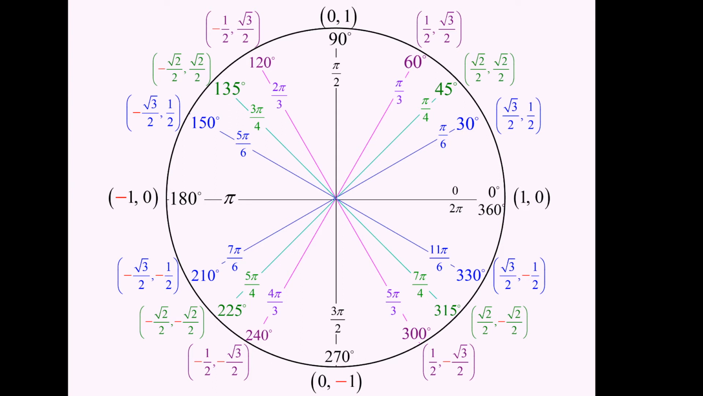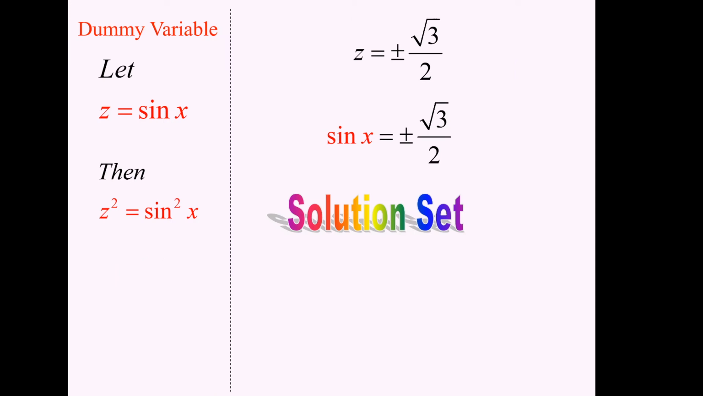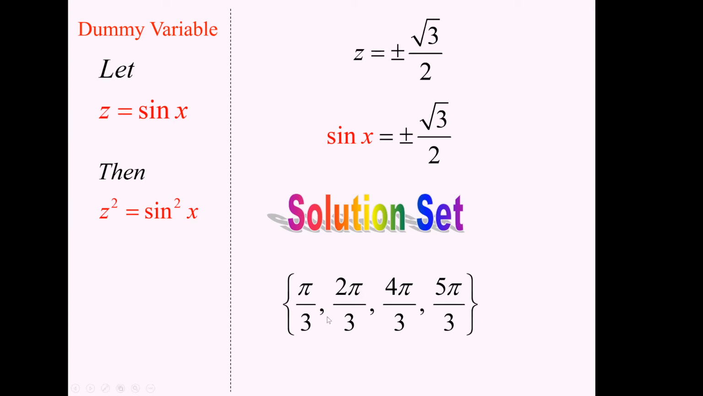For sine, we're looking at the y value. So it looks like it's going to be in quadrants 1, 2, 3, and 4. In quadrants 1 and 2, we have the angles 60 and 120 degrees, which are pi over 3 and 2 pi over 3. Then looking down in quadrants 3 and 4, negative root 3 over 2, we have 240 and 300 degrees, so it's 4 pi over 3 and 5 pi over 3. So the angles are pi over 3, 2 pi over 3, 4 pi over 3, 5 pi over 3. As you can see, they're all multiples of pi over 3.